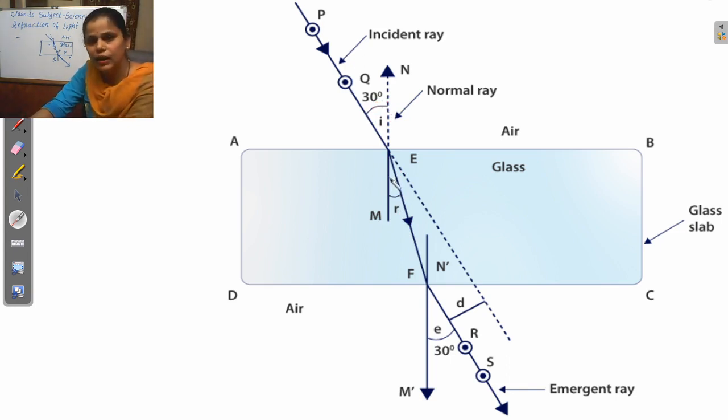Clear? Then again, when the light ray falls on this point F, the light ray is refracted again, and this light ray enters from glass to air medium.